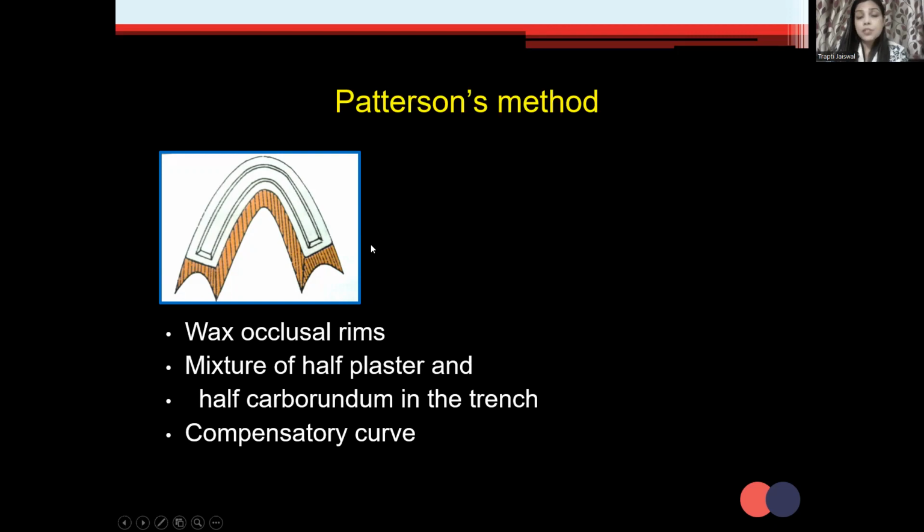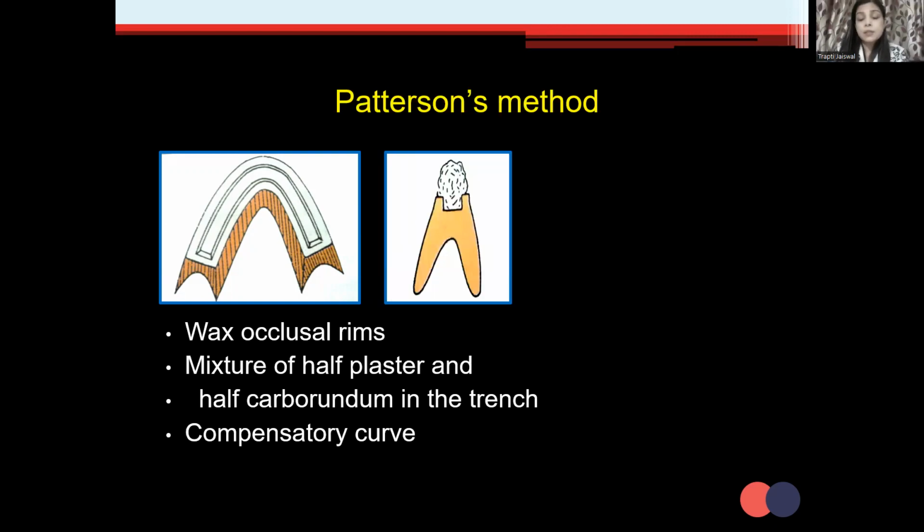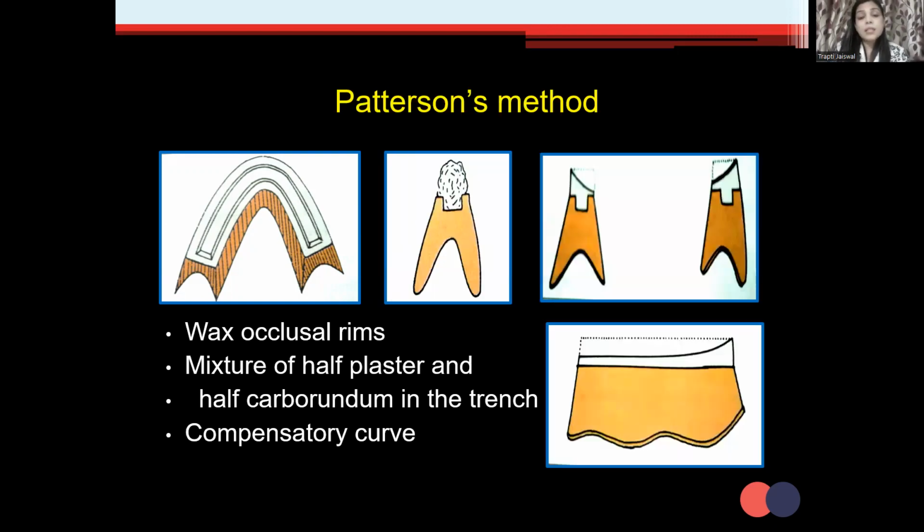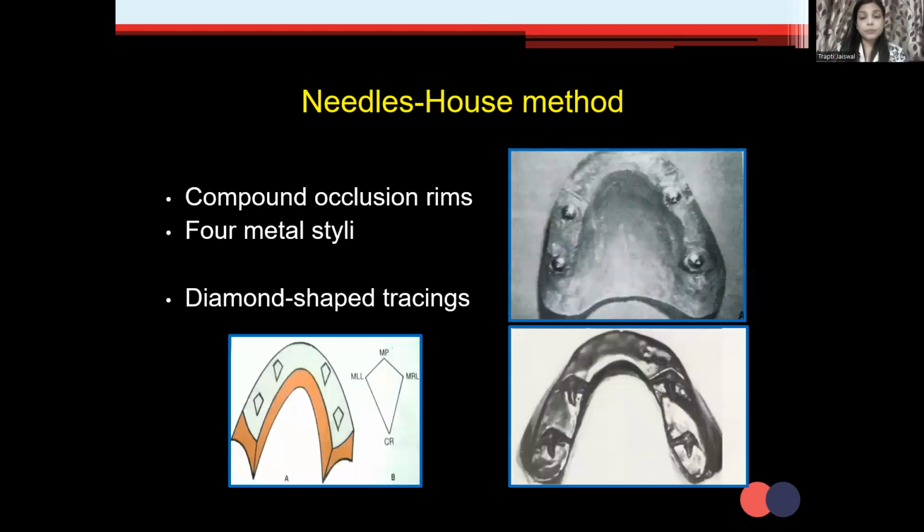And then we will ask the patient to perform mandibular movement. This is the loaded trough, and then we ask the patient to perform the mandibular movements. The patient is asked to perform the movements till the predetermined vertical dimension is obtained, and then we will see the compensating curve is generated. So this was the Patterson method.